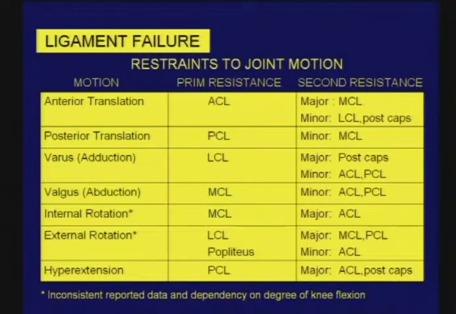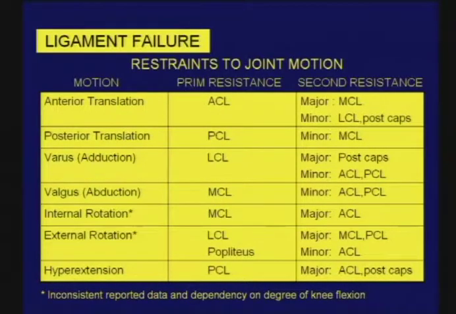The reason this is critical information for the radiologist who wants to be a good detective is that when a certain motion is applied to the knee, the first structure that fails is typically the primary restraint, and then injuries to one or more of the secondary restraints may take place. So in that way, we can come up with a sequence of events if we can figure out what motion has been applied to the knee.